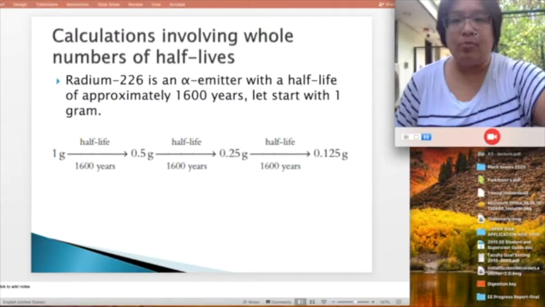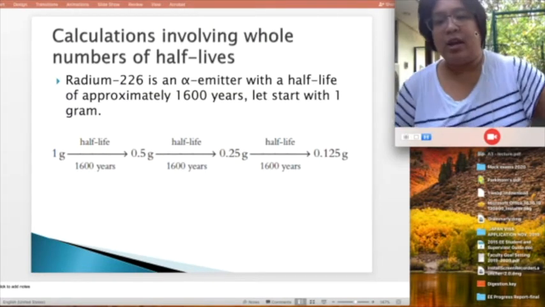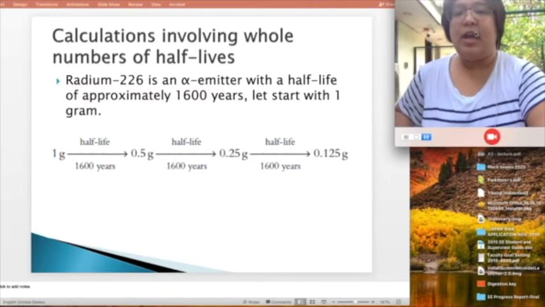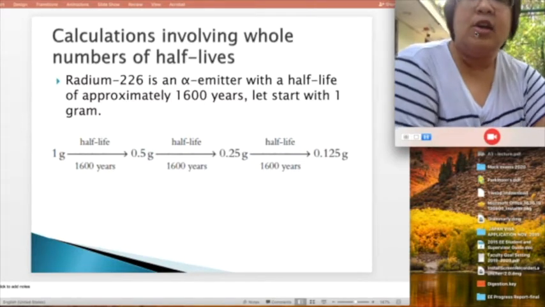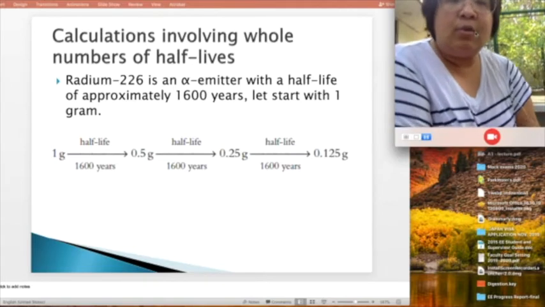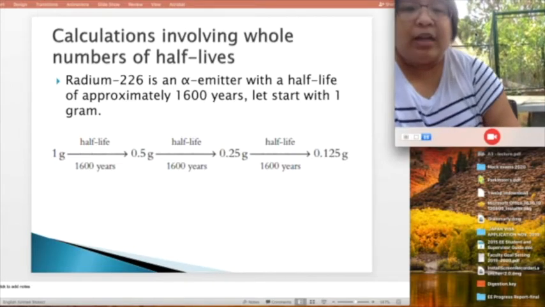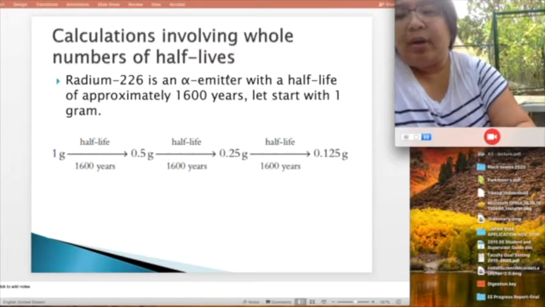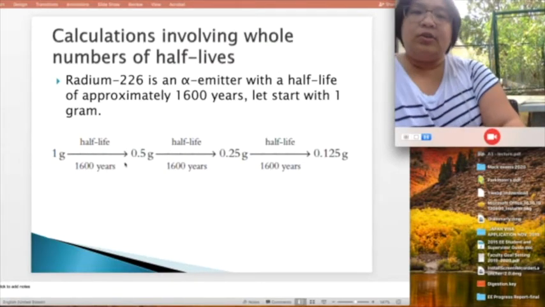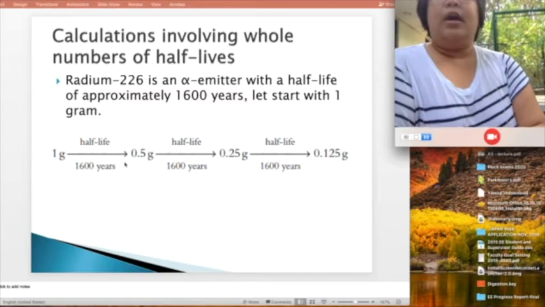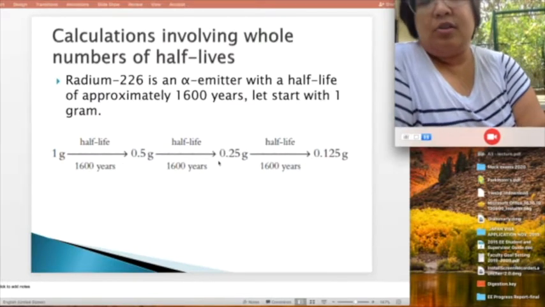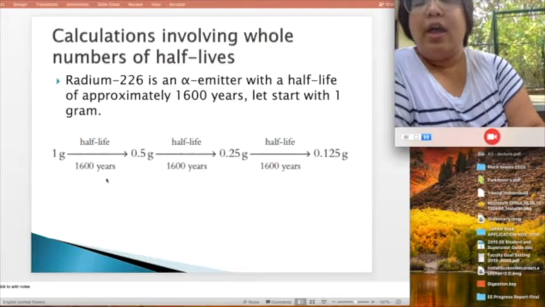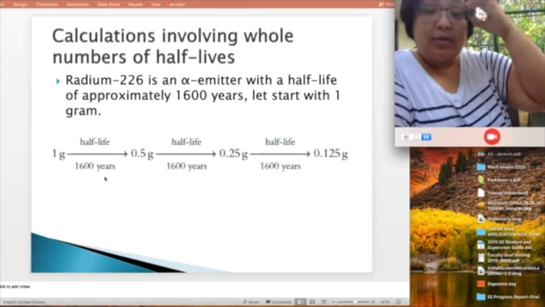Let's discuss it more. For example, I have radium-226. It's an alpha emitter, as we've seen earlier. It has a half-life of 1,600 years. It's actually pretty stable compared to many of the other isotopes. If we start with 1 gram, after 1,600 years, you have 0.5 grams. After another 1,600 years, you have 0.25 grams. So it's half of its original amount every 1,600 years.